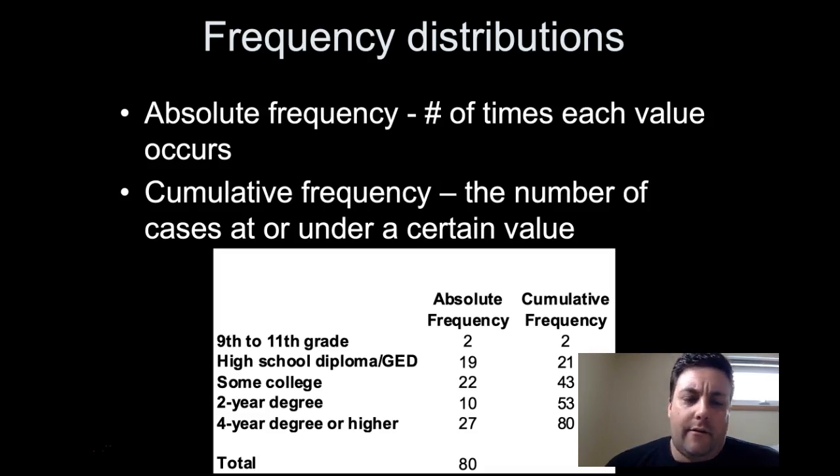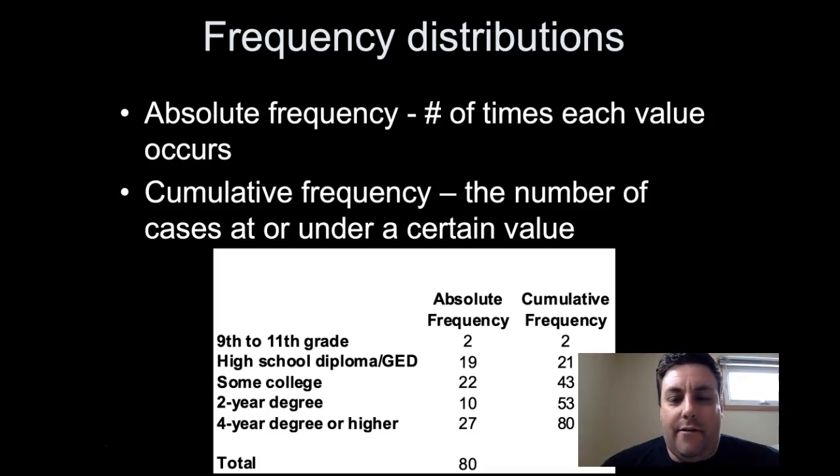2 people had 9th to 11th grade, 19 people had high school diploma or GED. So the cumulative frequency from 9th to 11th grade is 2 people still. It's the same as the absolute frequency because there's no one underneath them. But then the cumulative frequency when we incorporate high school diploma or GED is 21. And that's simply the sum of the number of people who have a high school diploma or a GED and the number of people who endorsed 9th grade to 11th grade.